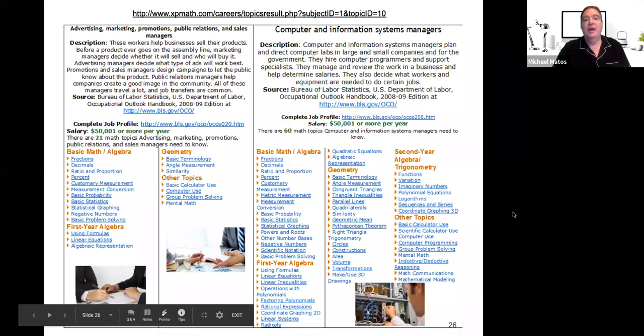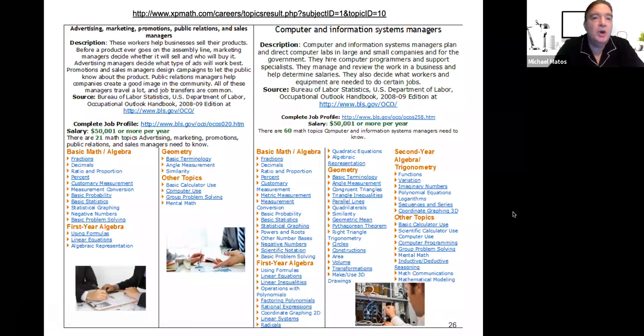So this is where I created from that. So these are like virtual cards. For example, I have my students that are interested in advertising, marketing, and promotions, public relations, sales managers. What XP Math did was they worked with the Gov site on careers, and basically the Bureau of Labor Statistics and the Department of Labor, and put together this information.